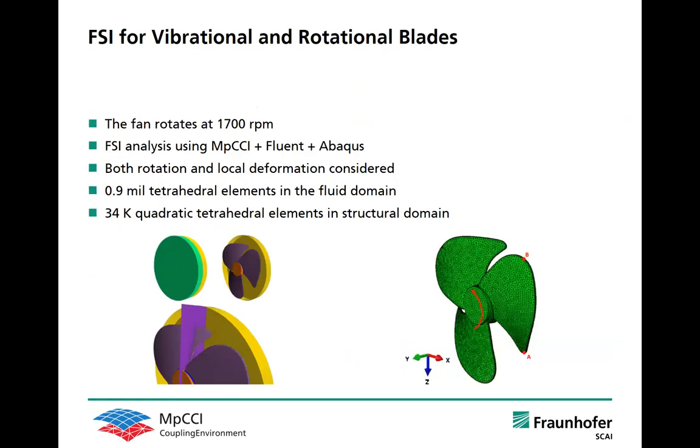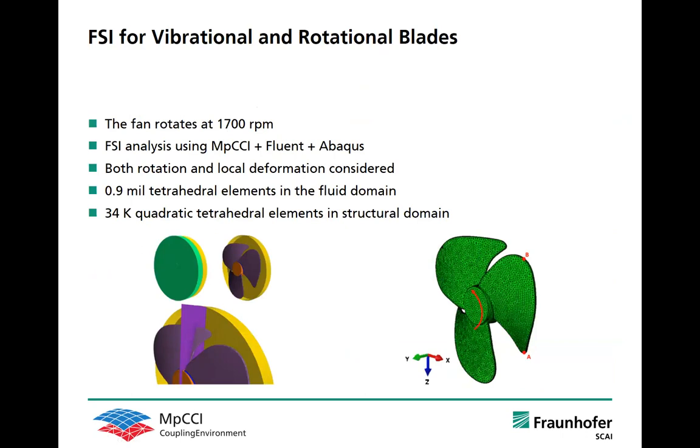Other ones are, for example, rotating fans, propellers or turbine systems, where the fans rotate. That is one case from a typical building machine for cooling the engines. In this case, it was also coupled using MpCCI, coupling Fluent and Abaqus.